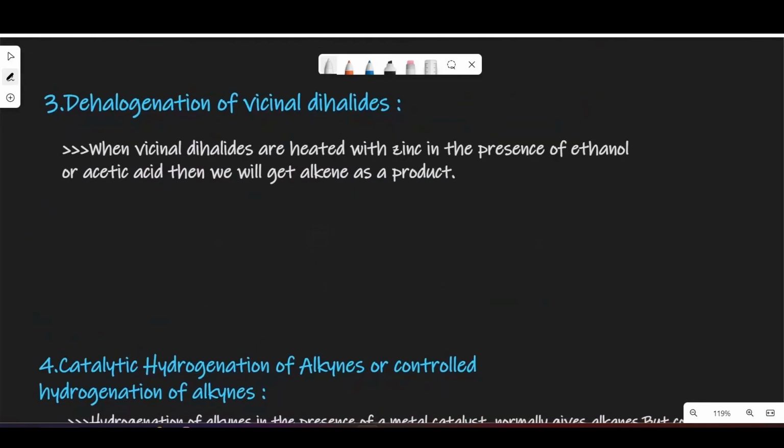Let's discuss the third preparation reaction, that is dehalogenation of vicinal dihalides. Here vicinal dihalides means two halogens attached to adjacent carbons, like this. These are vicinal dihalides.